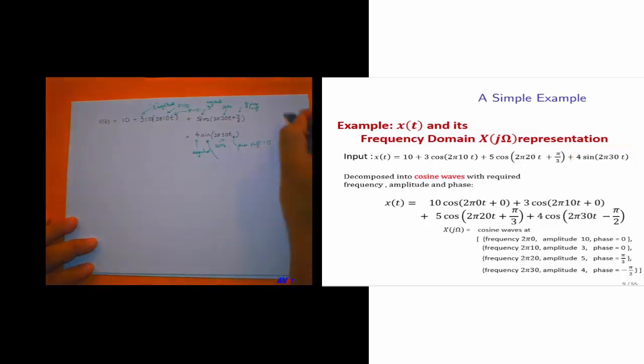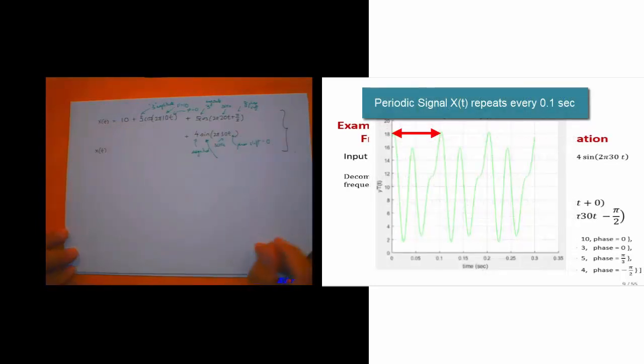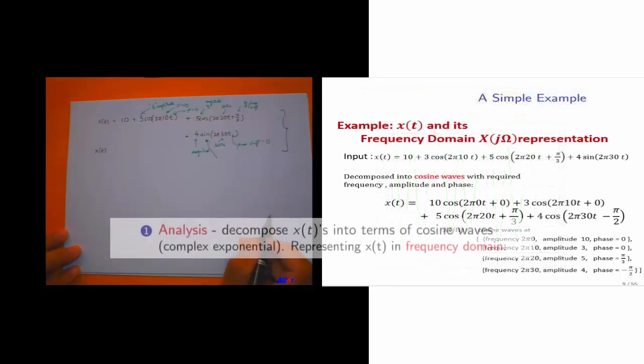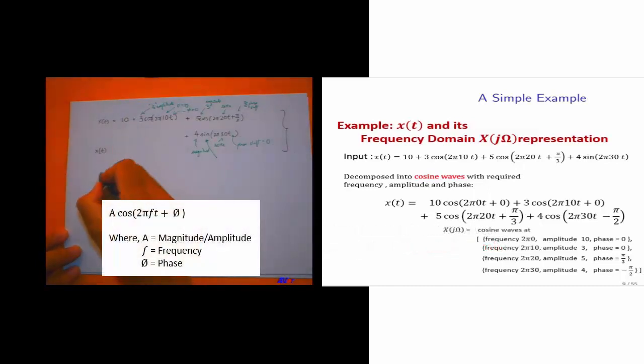Remember that if I'm given this equation, I can of course plot x of t, and x of t looks like a periodic signal because when you add all these 4 components up, the signal remains periodic. However, Fourier asks us to decompose our original signal into cosine waves. So how do we decompose 10 into cosine? It's 10 cosine 2 pi 0, and that is the trick.